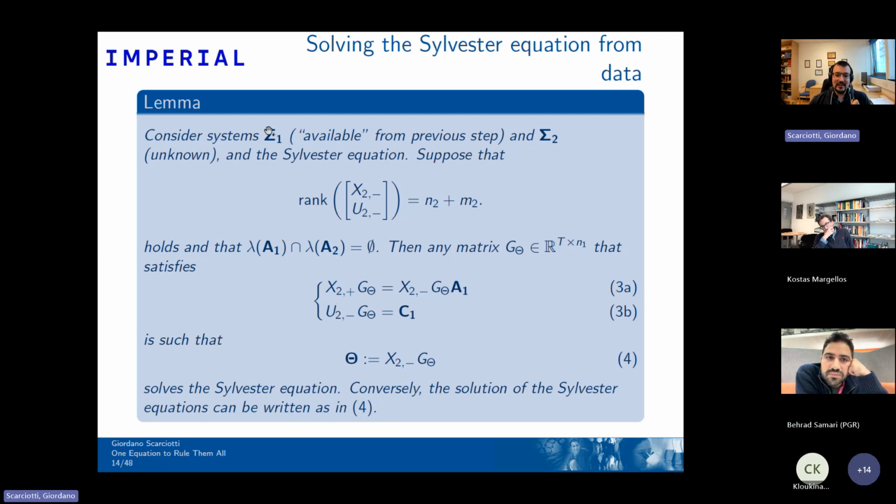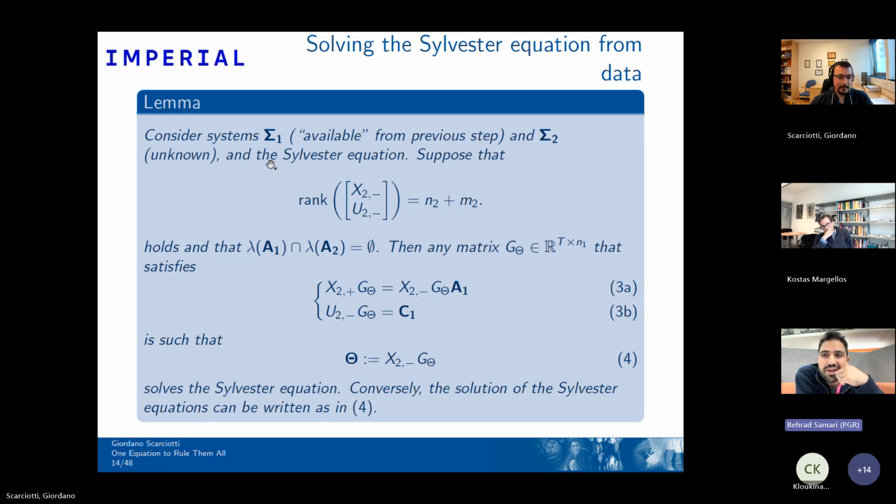As I said, there is a version of this result in which also sigma 1 is not available. And this will require its own rank condition. That rank condition cannot be relaxed. That rank condition is more sharp.